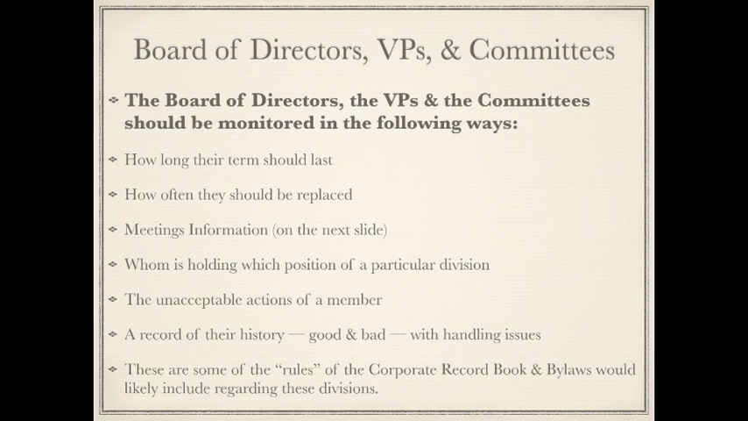The board of directors, the vice presidents, and the committees need to be monitored by the bylaws in the following ways: how long their term should last, how often they should be replaced, the meetings information, which is provided on the next slide, who is holding which position of a particular division, and the actions of a member, good and bad, because we need a record of how they handle issues. And these are some of the rules that the corporate record book and bylaws would likely include regarding these divisions.